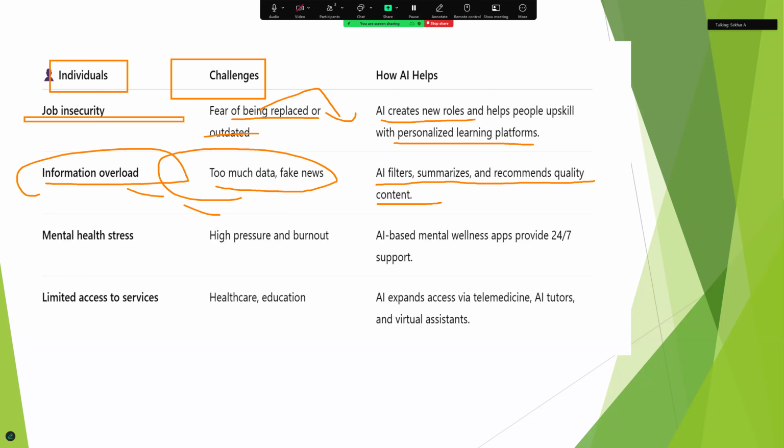Okay, AI is not fully implemented in the media sector and social media. If they implemented it, fake videos would disappear automatically. Why? Because it will gather information from publicly available data, that is, government-provided accurate data. According to that, it will generate the data. Clear? Next, mental health stress. This is high pressure, burnout. AI-based mental wellness apps are provided 24/7. Nowadays, you know, right? People are working 24/7, night shifts and all.